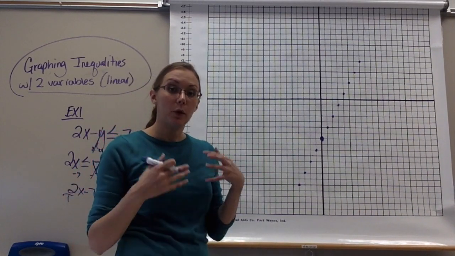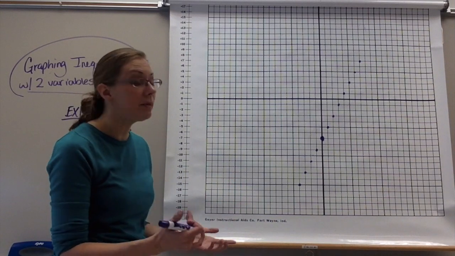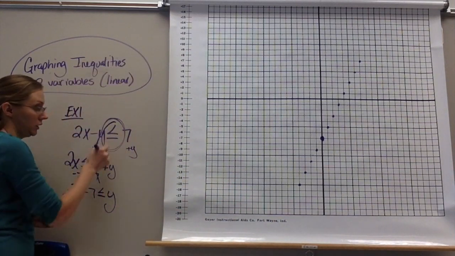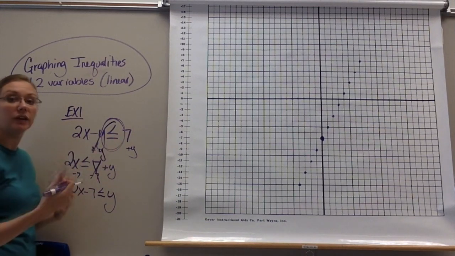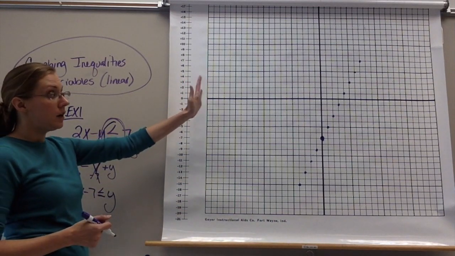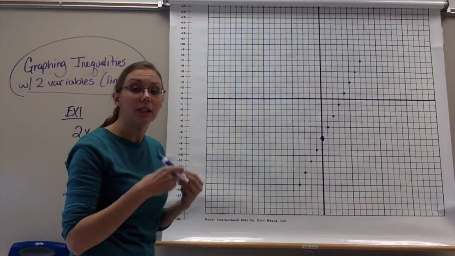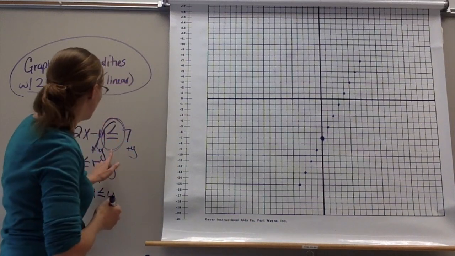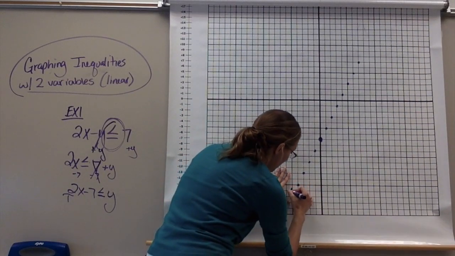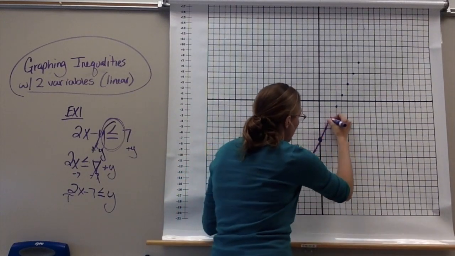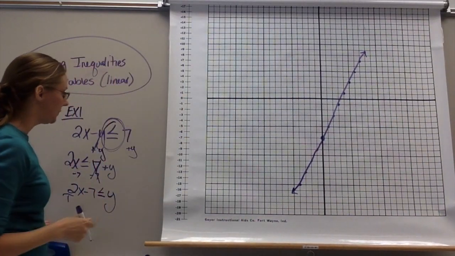After I've graphed the points, I'm going to ask myself, is this going to be a solid or dotted line? And I determine that by looking at my symbol. If it has the equal to underneath, it is a solid line because my solutions could be above that line, below that line, but also on the line. The line itself is a series of solutions to this. So I'm going to make it a nice, solid line. Boom. Okay? Now my line is graphed.